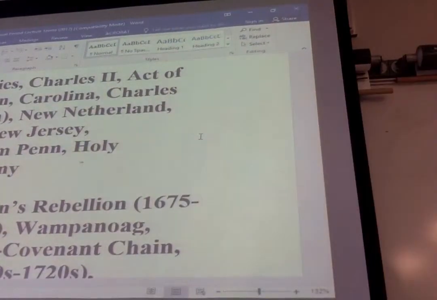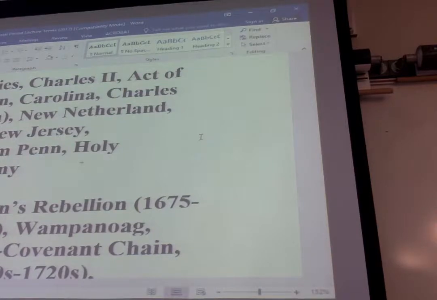Okay, so the first question might be, why are they called restoration colonies? I think the answer to that question actually illustrates the point we were making about the old world still being connected to the new world, that events in the old world impact the new world. They're called restoration colonies because these colonies are founded after the King of England is restored. Right? After the king is restored.